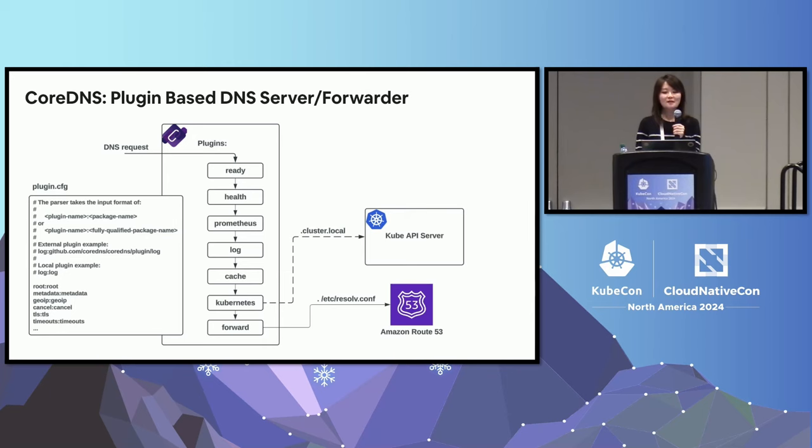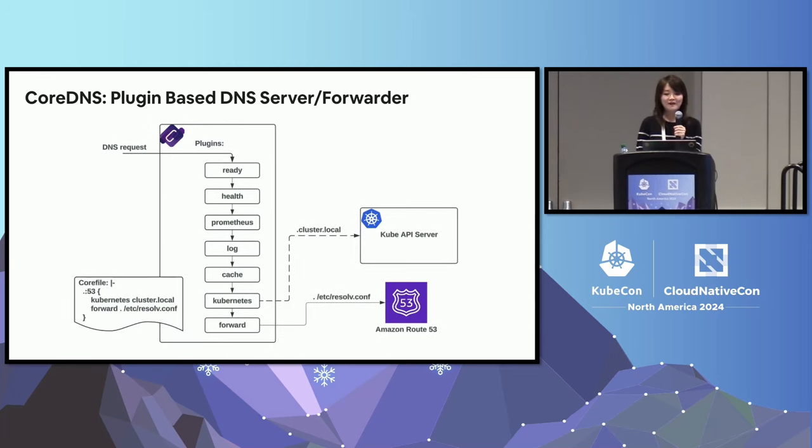CoreDNS also supports custom plugins, where you can write a plugin to achieve your specific DNS functionality. Note that the plugin order is very important. The order is defined in the CoreDNS code plugin.cfg file. If you develop a custom plugin, you also need to properly insert it into the right position of the plugin chain.